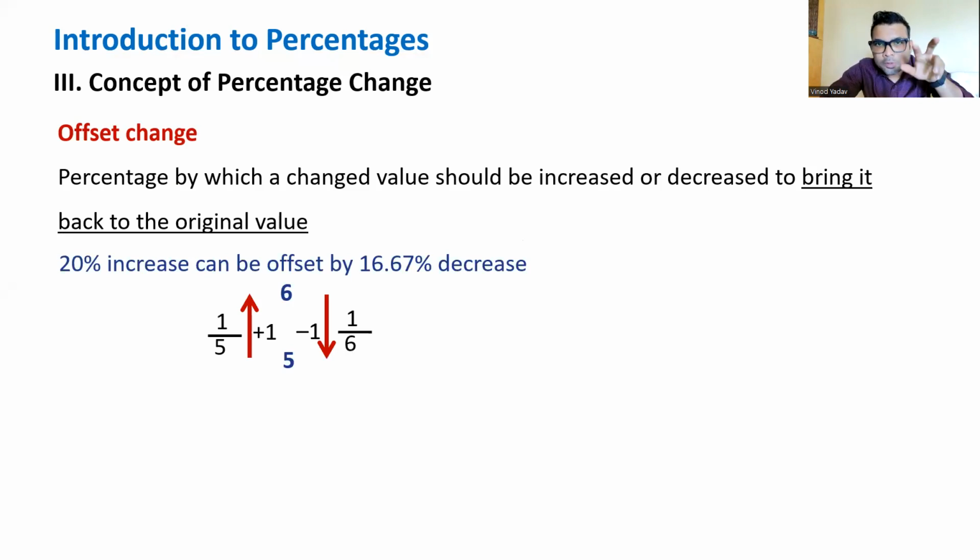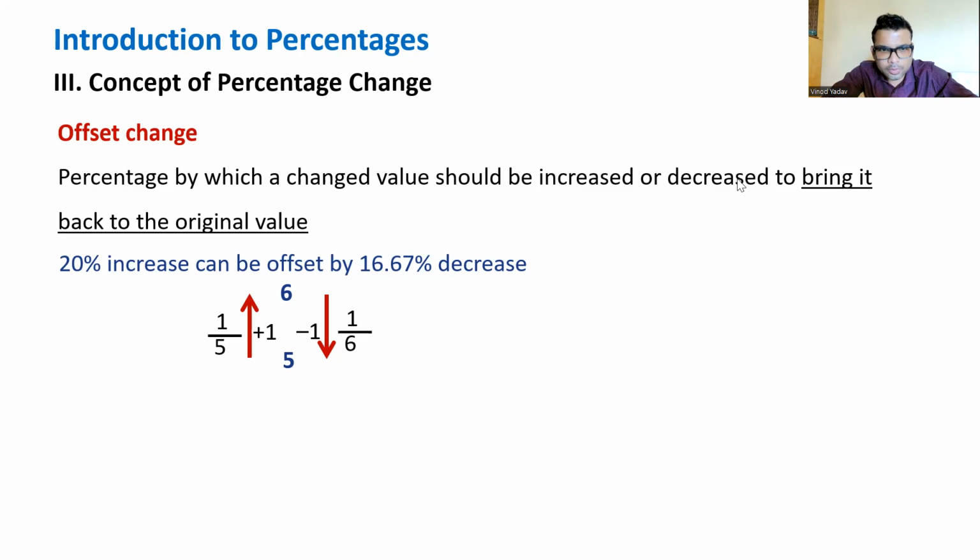How? So 20% as a fraction is 1 by 5. Means if old value was 5, there was a growth of 1, so it became 6. So 5 became 6. So logically, now 6 should become 5. Isn't it? 6 should reduce by 1. So 1 on 6, and 1 by 6 is 16.66%.